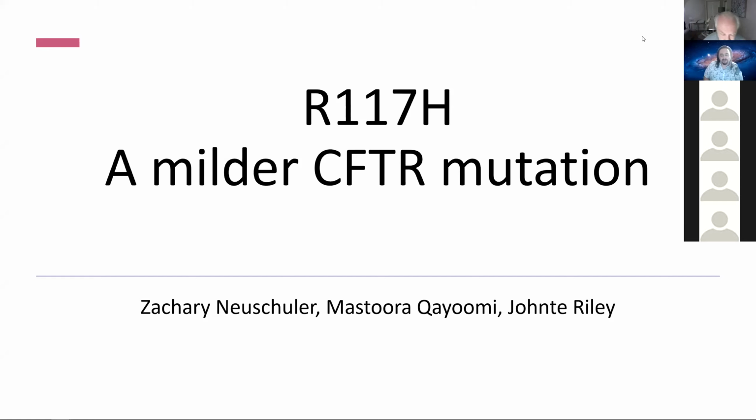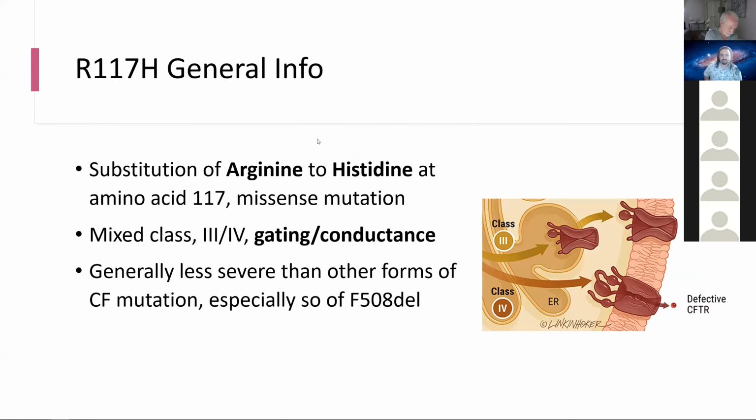Anyway, so hi, I'm Zach. Mastura and Jonte are here. They helped me with the project. We got the R117H mutation, which, as you can see here, is a milder form of a CFTR mutation. So first off, we're going to be moving into general information, and I will pass that off to Jonte real fast.